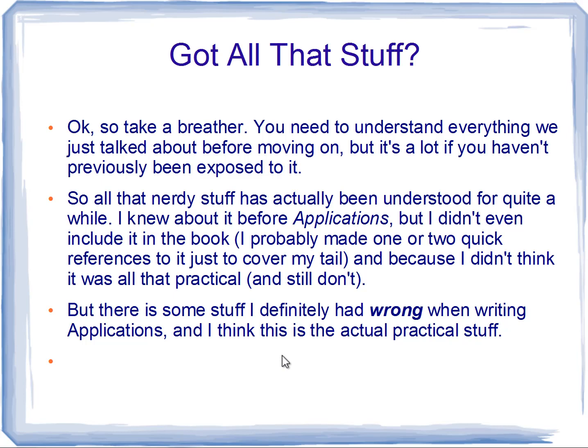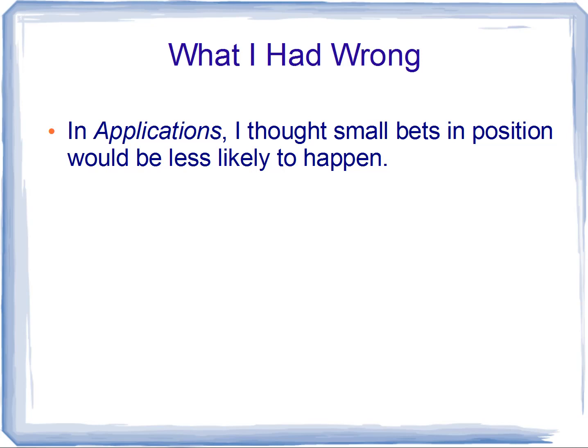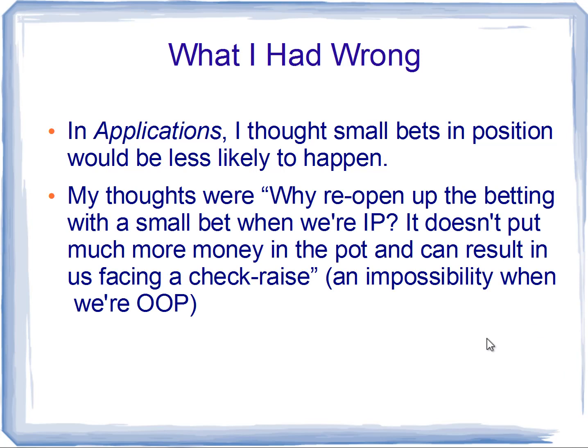So that's what I want to talk about in the last third of this video: what I had wrong before and how we can use new information to hopefully increase our EV when we're playing in position and we want to make small bets. So here's what I had wrong when writing Applications. I thought small bets in position would be pretty unlikely to happen. My thoughts were, why reopen the betting with a small bet when we're in position? It doesn't put much more money into the pot and can result in us facing a check raise, which is impossible when we're out of position.